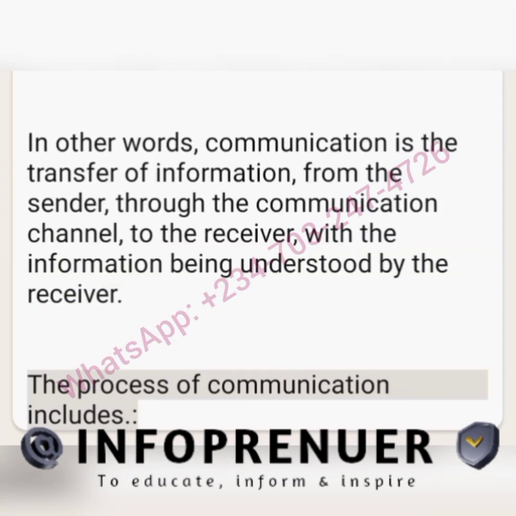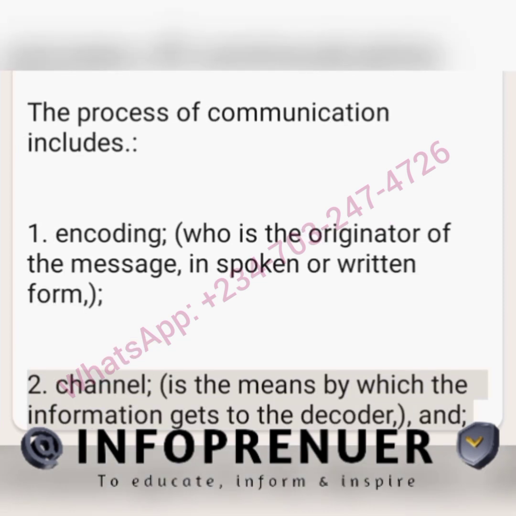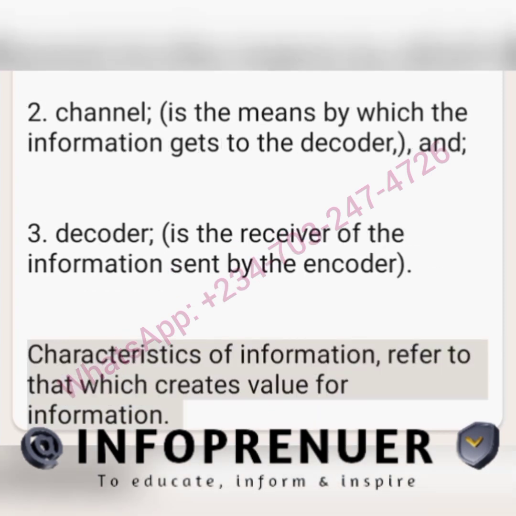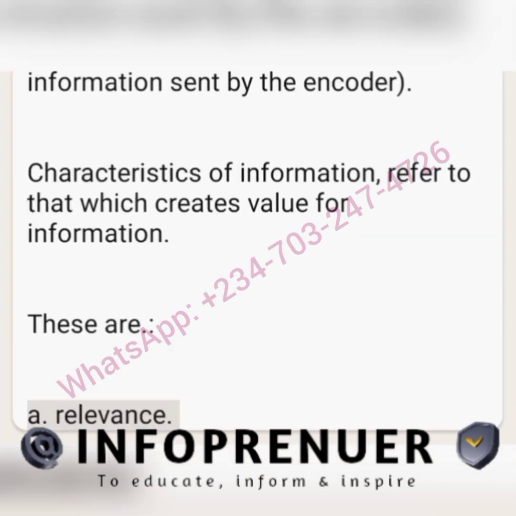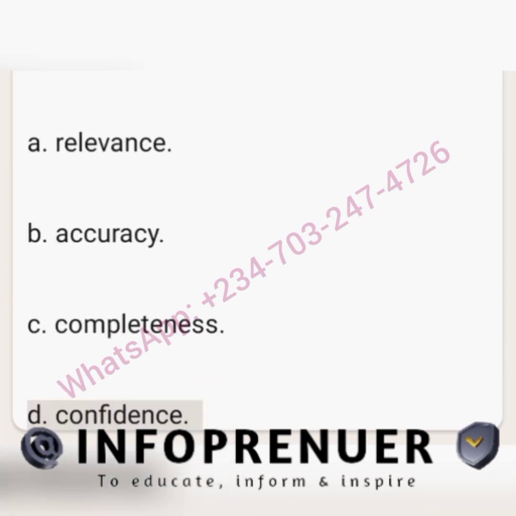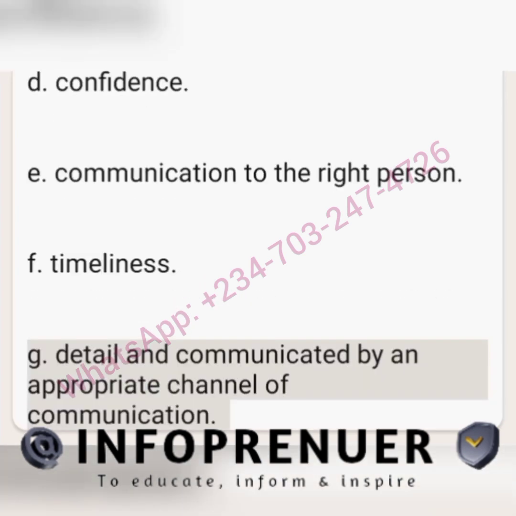The process of communication includes: 1. Encoder, who is the originator of the message, in spoken or written form. 2. Channel, is the means by which the information gets to the decoder. And 3. Decoder, is the receiver of the information sent by the encoder. Characteristics of information refer to that which creates value for information. These are: A. Relevance. B. Accuracy. C. Completeness. D. Confidence. E. Communication to the right person. F. Timeliness. G. Detail and communicated by an appropriate channel of communication.